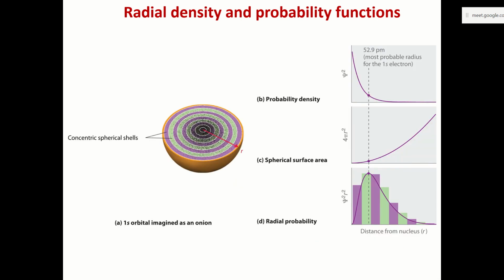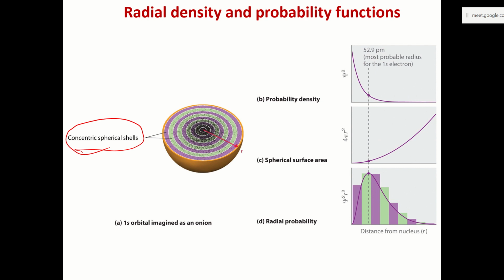So this is how we are visualizing. You have concentric spherical shells, so we are visualizing the electron to be composed of several infinitesimally thin shells, several concentric shells of very very small thickness, and then we are trying to find the probability of the electron in that shell.